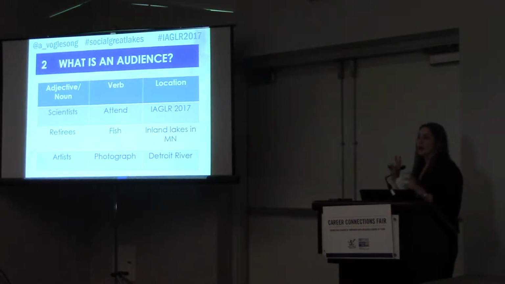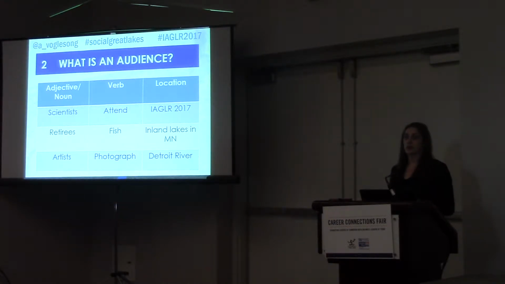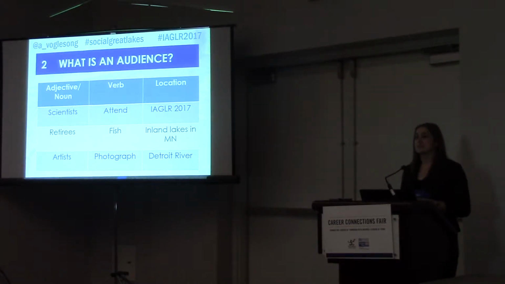You can use this audience Mad Libs to help conceptualize what I mean by a specific audience. So you've got noun, verb, location. For example, scientists attending IAGLR 2017. It's specific because it excludes scientists not attending IAGLR 2017. Or perhaps like me, non-scientists attending 2017 IAGLR.